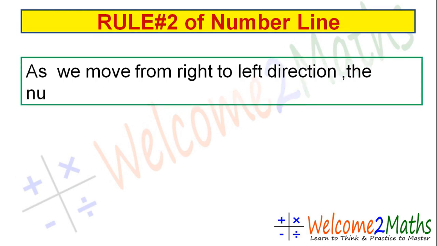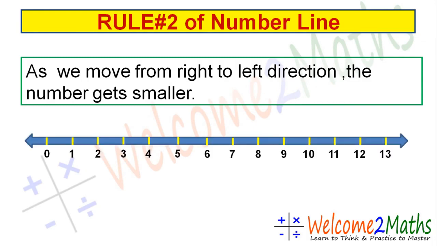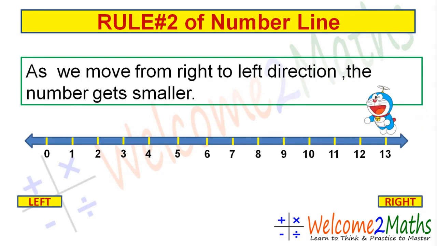Okay, so got it? Move to the next rule, that is rule number 2 of number line. As we move from the right to the left direction, the number gets smaller, just opposite of rule number 1. This is the number line and this is left side and this is right side. Here we help Doraemon to move from right to left because earlier Doraemon helped us. So where is Doraemon now? Doraemon is now on the number 13.